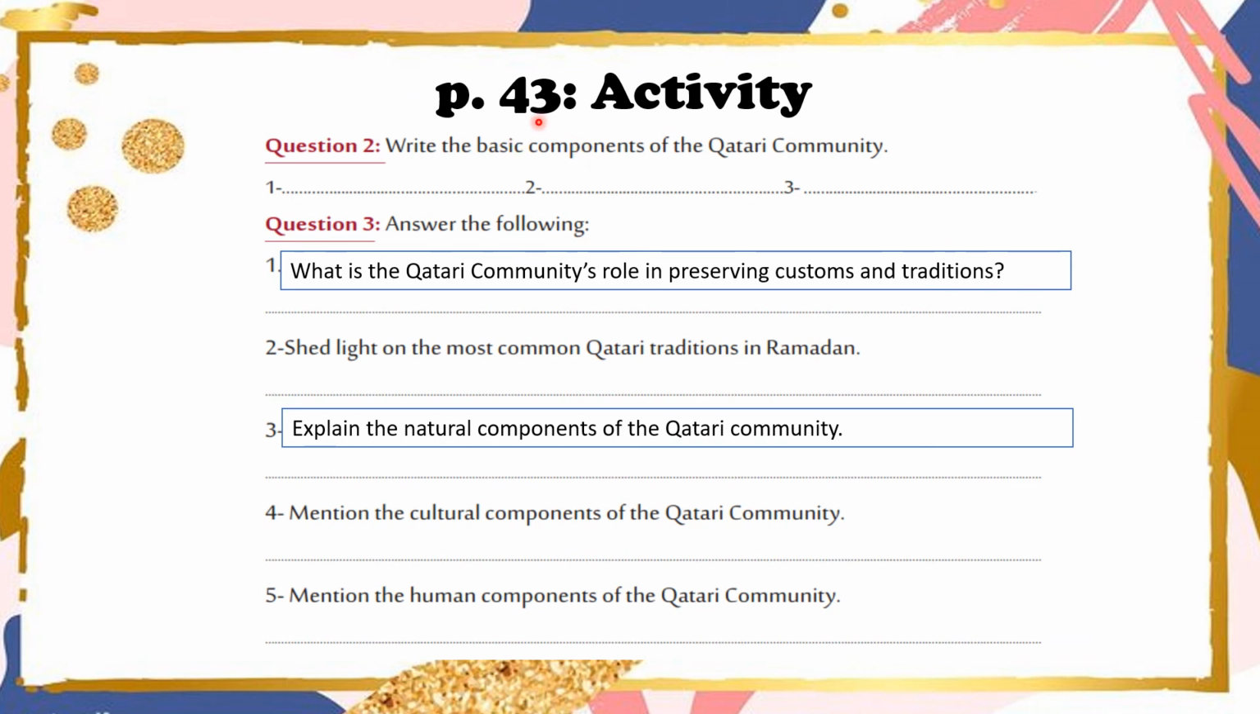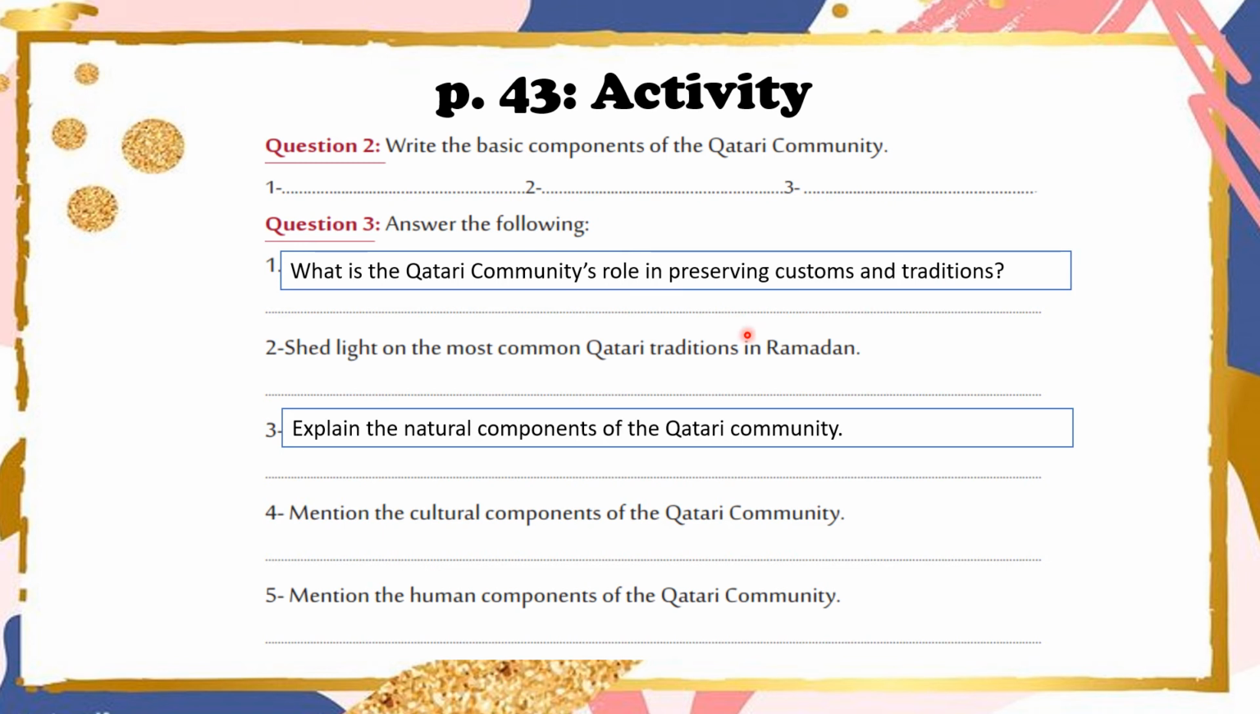So at the bottom of page 43, you have the continuation of the activity. So question 2, write the basic components of the Qatari community. There are 3. So the first component is the natural component, as we have discussed. Now, what are the last 2 components? Question 3, answer the following. So I'll guide you through a couple of questions and then the rest of it you have to do by yourself. First, what is the Qatari community's role in preserving customs and traditions?